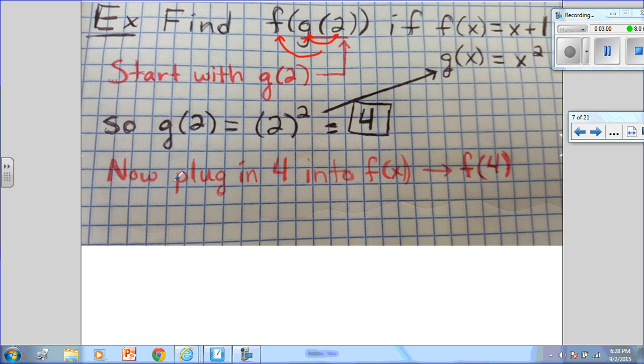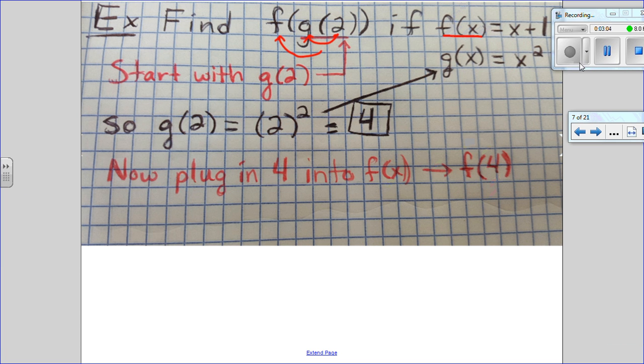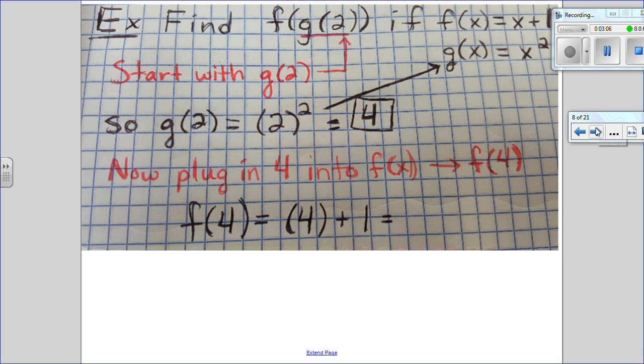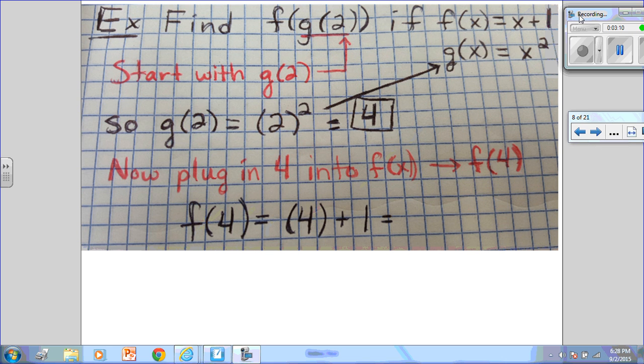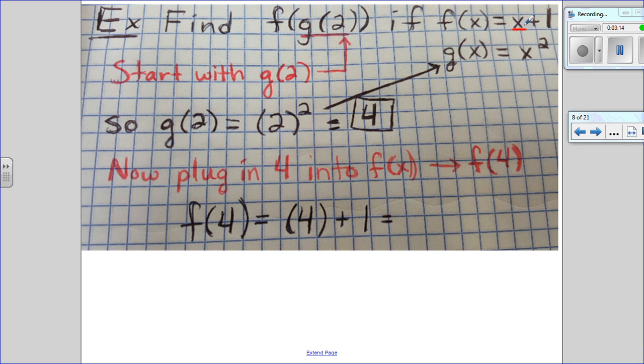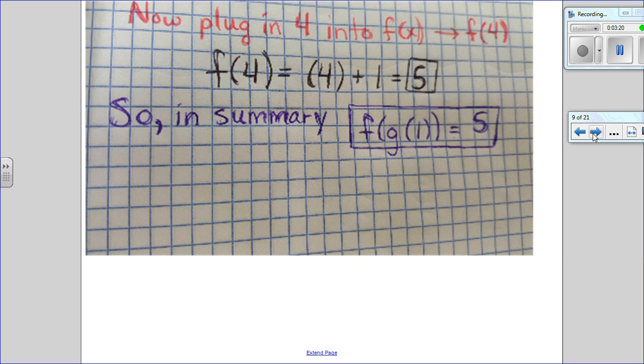Okay, so f of 4, we're going to look at our f of x function for that. F of 4, in this case, f of x is just x plus 1. There's my x, so all I have to do is take that 4, plug it in, and 4 plus 1 is just 5. Okay, so the answer for this one is 5.